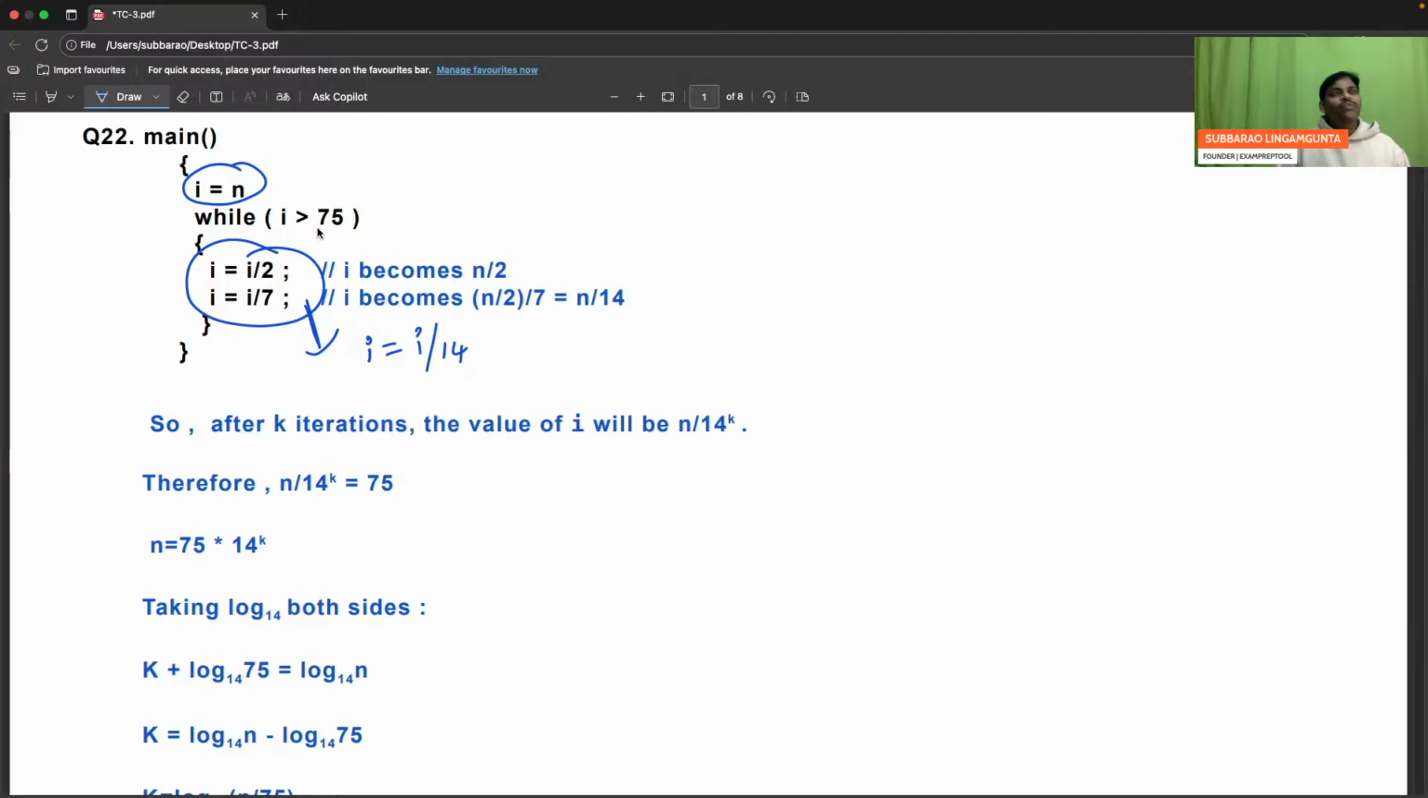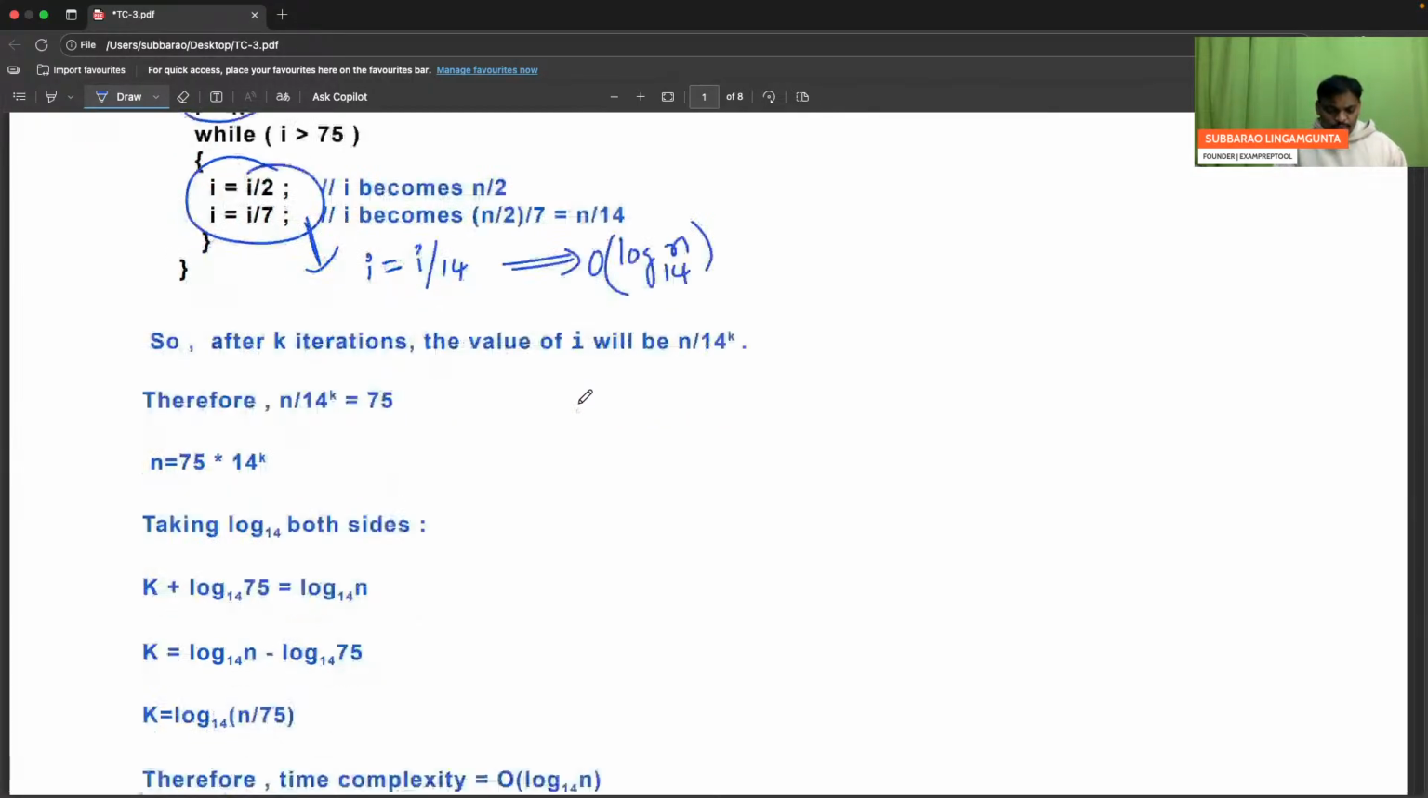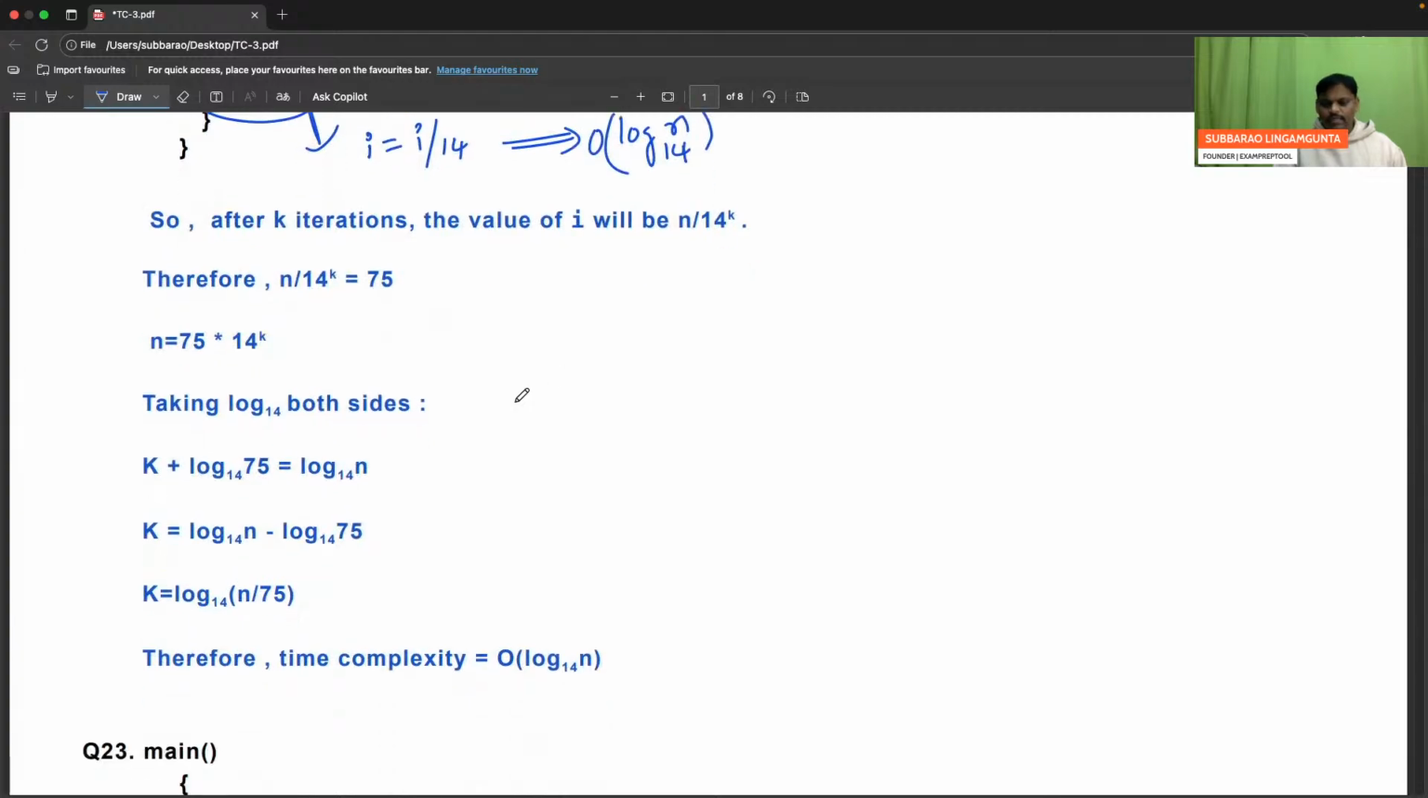So I think everyone knows, if you always divide by 14, 14, 14, the time complexity becomes log n base 14. You know this very well. Time complexity log n base 14. If you want, you can do the proof also. I think most probably it is done, so you can verify yourself.